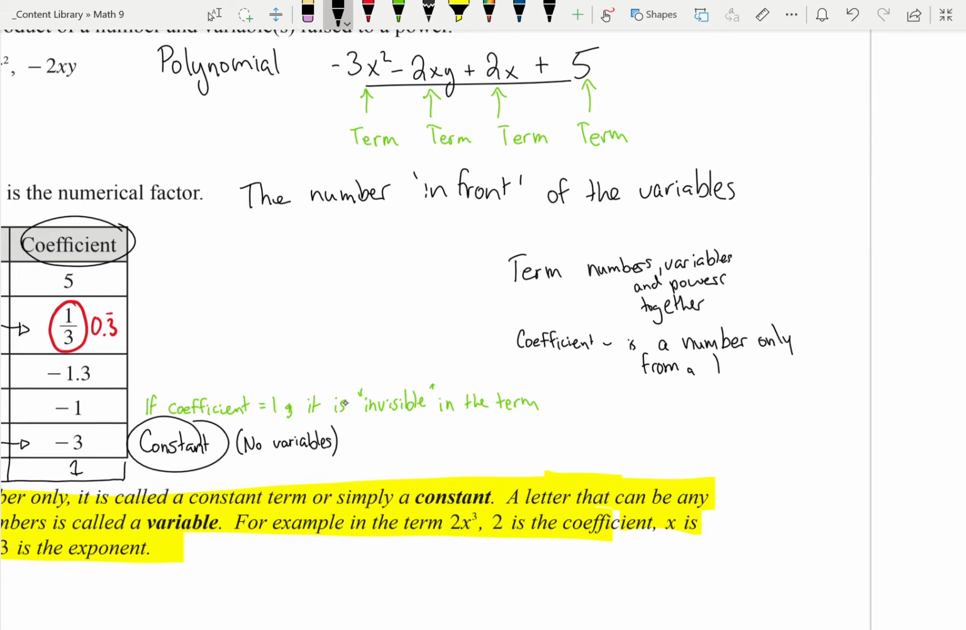From a term. And a constant is a term that is only a number. The reason why this is important is because when we talk about polynomials, we'll say things like collect like terms or multiply the coefficients by this number.